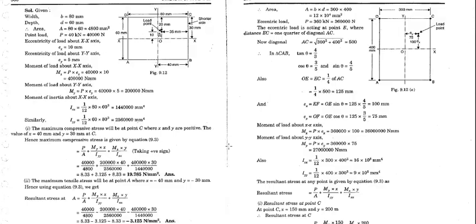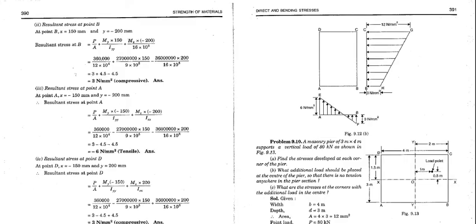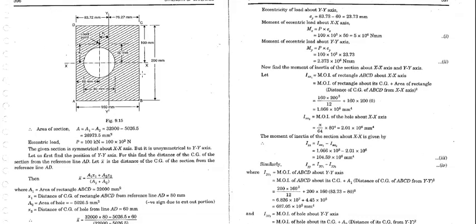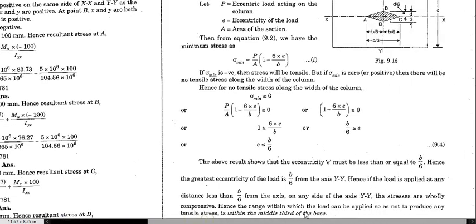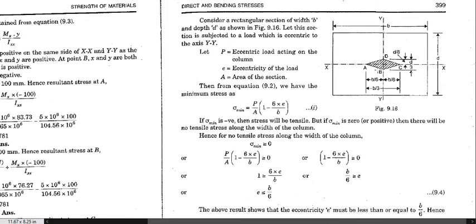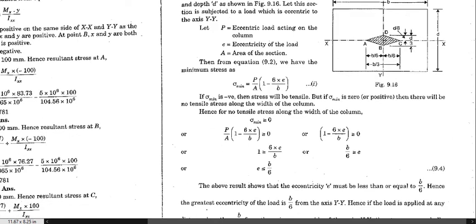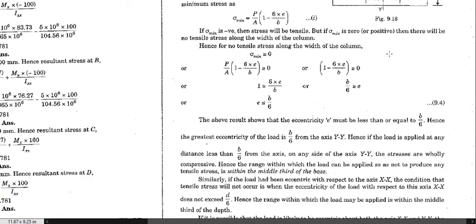The next case is the kernel section. The kernel section is also a very important section, in which at that particular section the value of tensile stress is 0 and only compressive stress is there. This is indicated by a rhombus over here. At this section the tensile stress is 0 and we have only compressive stress. That is the kernel section for the rectangular section.